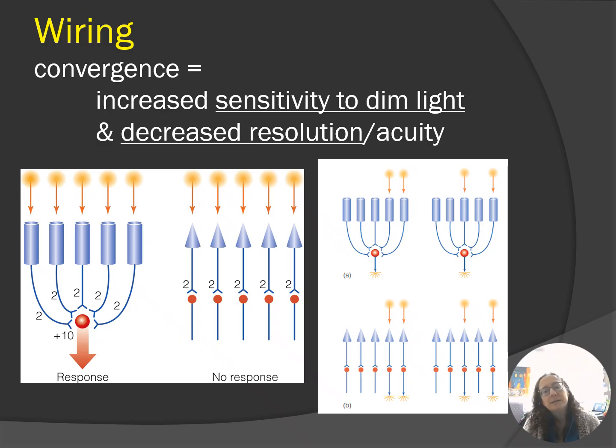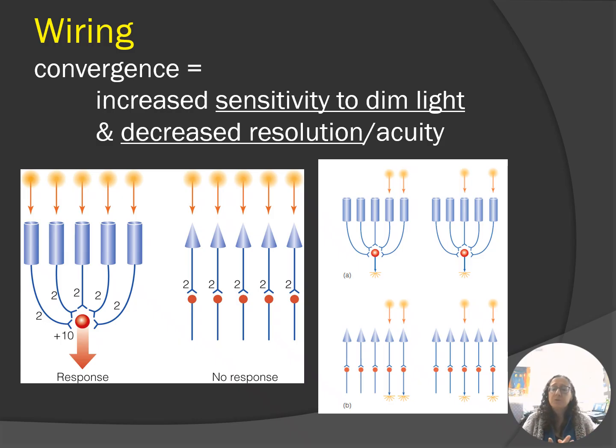But it doesn't know where that light is, right? I can move those lights and I can hit the 3rd and the 5th. I can hit the 2nd and the 5th or the 1st and the 5th. Those rods aren't telling me where exactly that stimulation is coming from. So I've given myself increased sensitivity to dim light, but I've lost that resolution, that acuity.